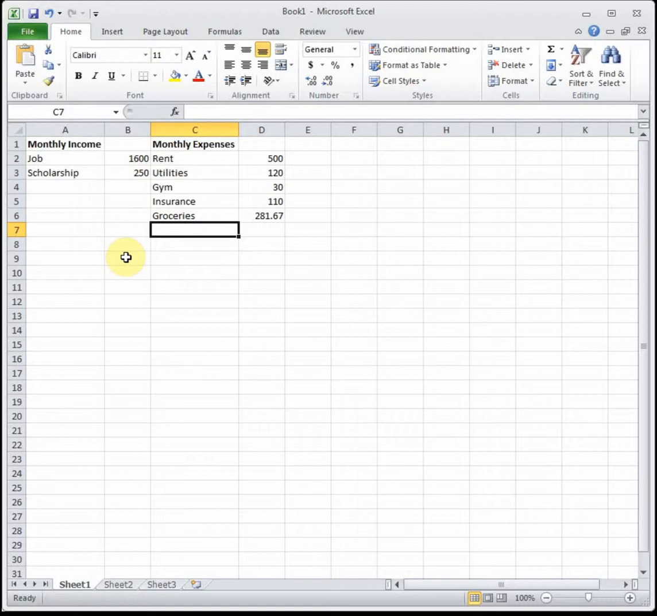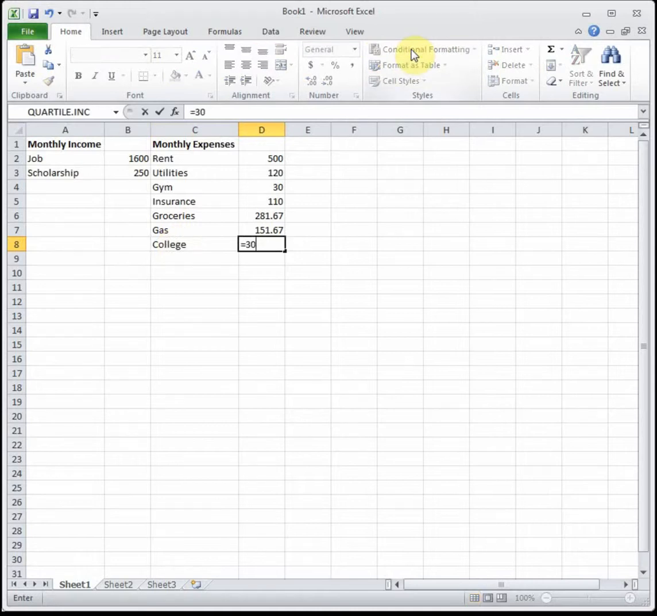All right, let's see, what else do we have? Gas says she has $35 a week. So I'm going to do 35 times 52 divided by 12 to get $151.67 for gas. College expenses of $3,000 twice a year. So again, she's going to have to pay this every 6 months, so I'm going to divide it by 6 to get her monthly amount. And then she takes her cat to the vet once a year for 75, so I'm going to divide the 75 by 12 to get the monthly vet expense.